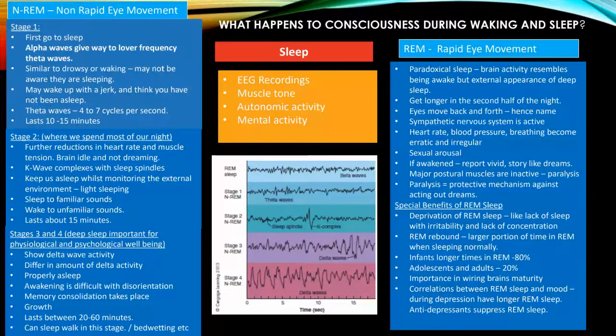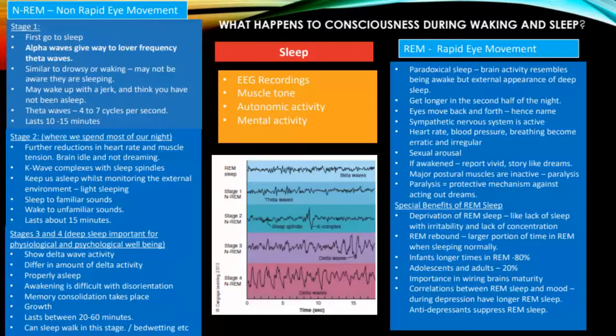Okay, it's that first restful phase, and then gradually they move into the theta waves where there's a little more restful activity, and generally that stage lasts about 10 to 15 minutes. For each person it's a little bit different, but that's a general length of time that drowsiness, first dozing off, happens.